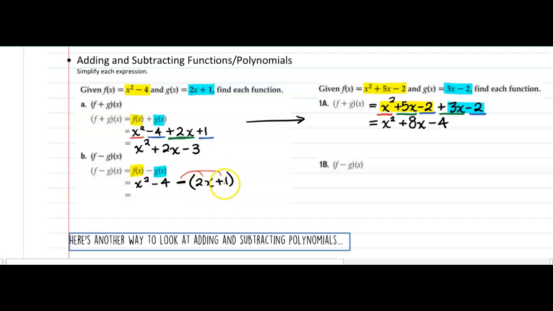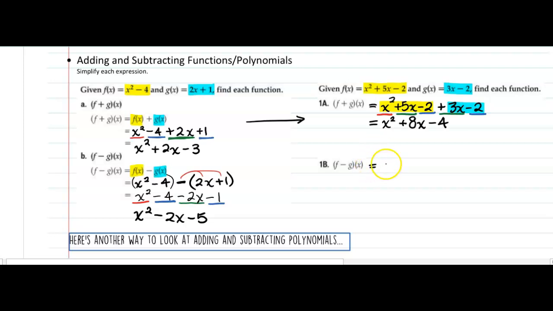Excuse me, our only set of parentheses. I suppose I could put parentheses on the first function if I really wanted to. I need to distribute. So x squared minus 4, change the sign. I'm just changing the sign of every term in the parentheses, of every term that's part of g of x. And now I'm going to look for like terms. X squared doesn't have anything like it. Negative 2x doesn't have anything like it. And finally, the 2 constant terms.